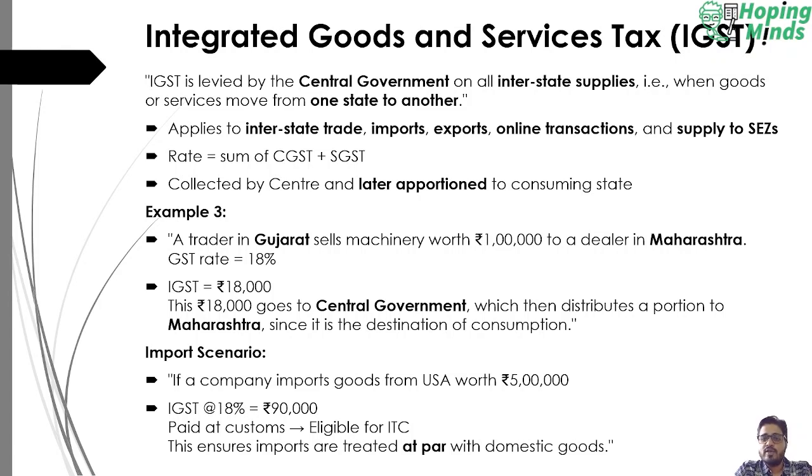So, the place of consumption of any goods or service is the deciding factor as to what we have to charge, whether CGST or SGST or IGST or UTGST. Let's move ahead.